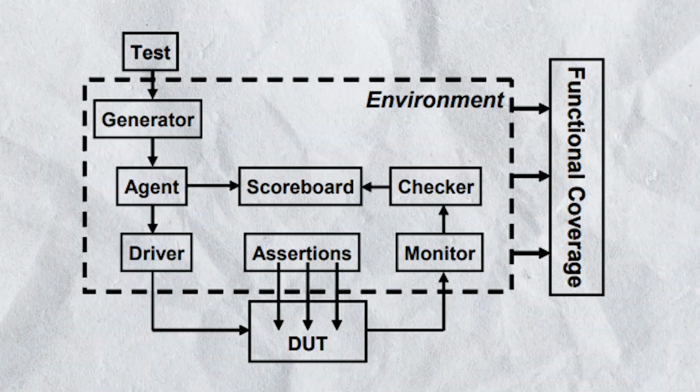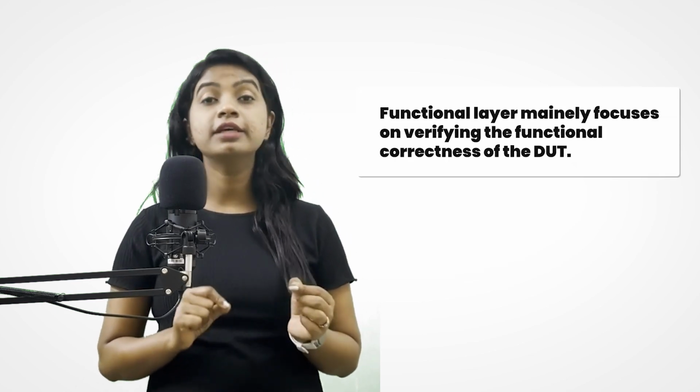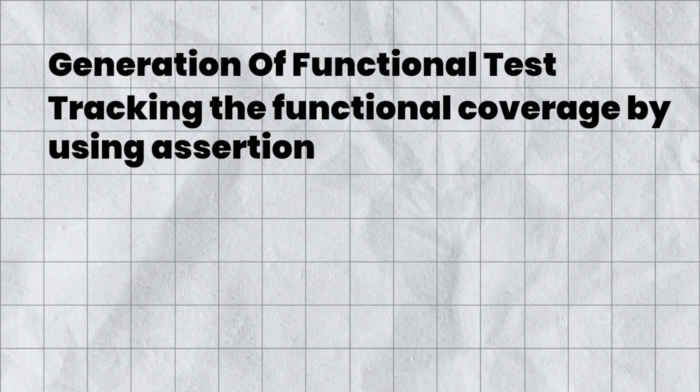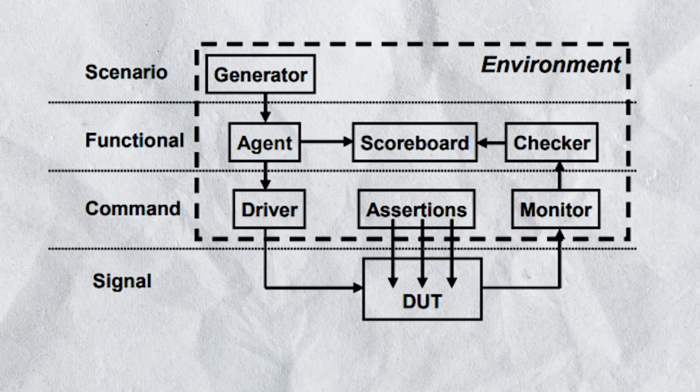The next one is the functional layer. In this layer, we have the agent, checker, and scoreboard. The functional layer in the System Verilog testbench mainly focuses on verifying the functional correctness of the DUT. It includes generation of the functional tests, tracking the functional coverage by using assertions, and also checking the expected results. The goal of this layer is to ensure that the DUT's performance matches its specification and requirements. This functional layer feeds the command layer.